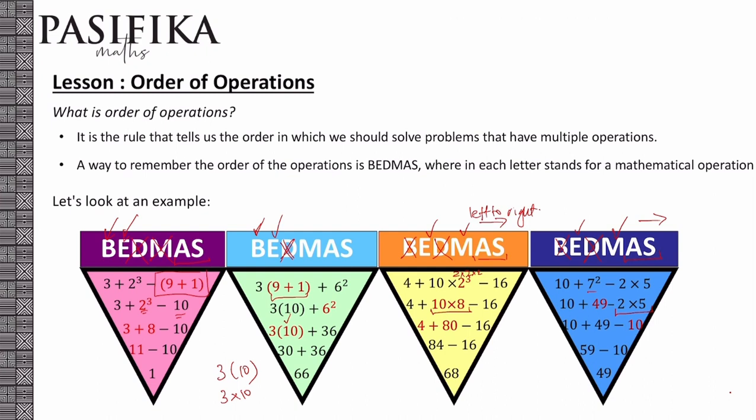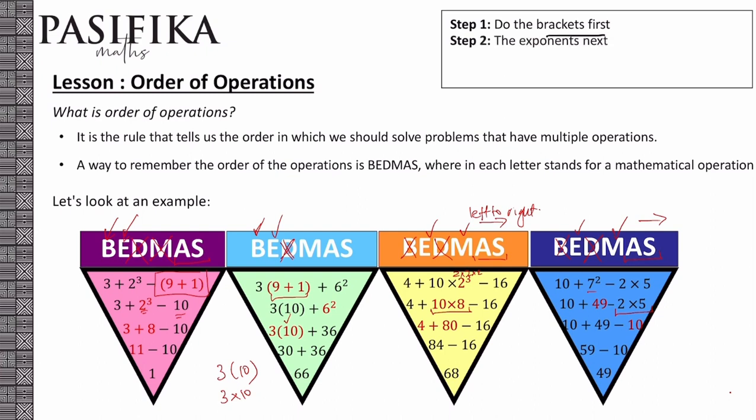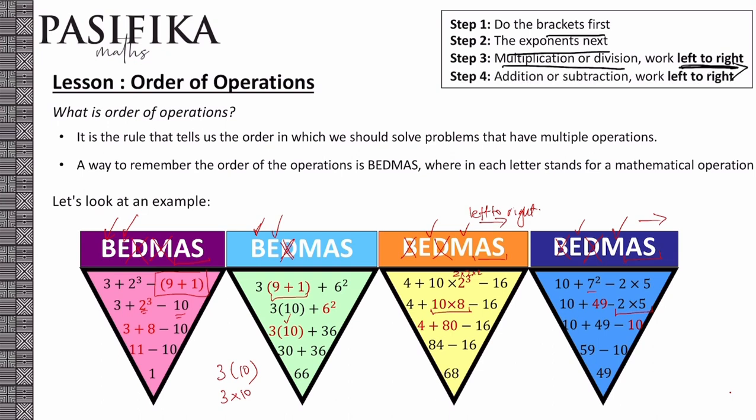Now, if you ever come across any BEDMAS problems, the first thing you need to do is check. Check to see if there are any brackets in your problem. If there are brackets, make sure you do the brackets first. After you've done the brackets, do the exponents. And once the exponents are done, do the multiplication or the division. Ensure that you work from left to right. And the last but not the least is addition or subtraction. And in that as well, you need to work from left to right.